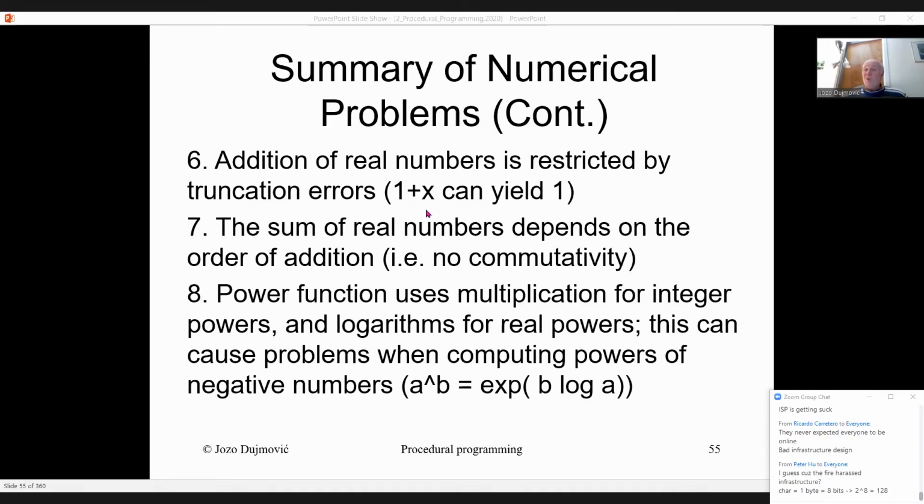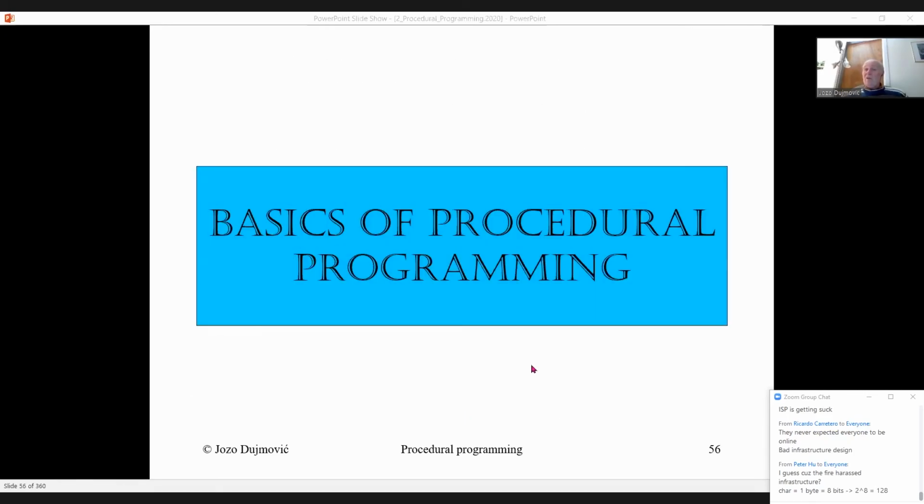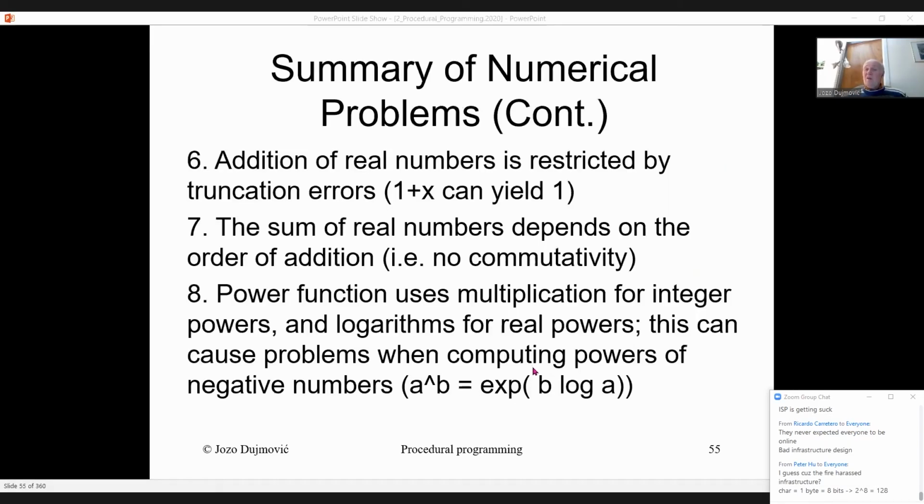Now, addition of real numbers is restricted by truncation errors. If you have 1 plus x, this can be 1, and then be careful not to put that in an if statement. The sum of real numbers depends on the order of addition. There is no commutativity. And the power function is computed using exponential and logarithm, so be sure that this a is a positive number.